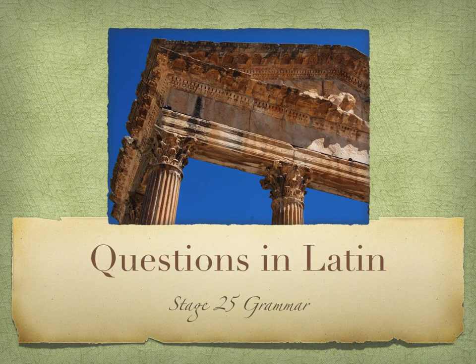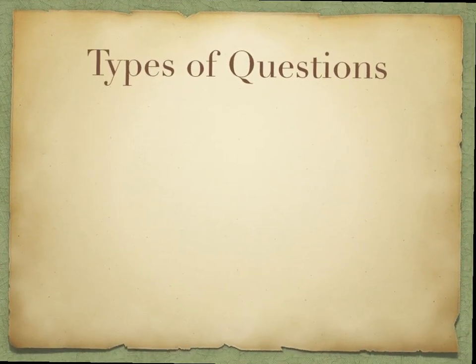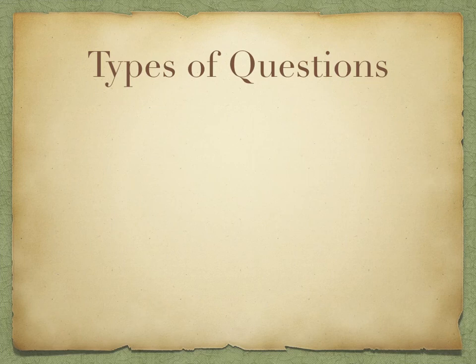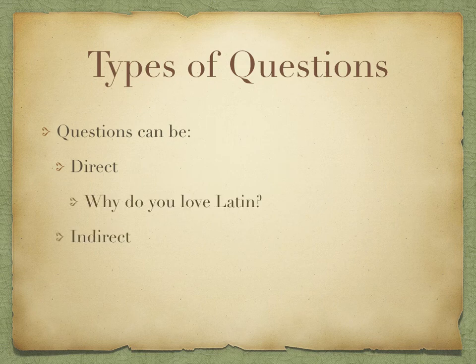In stage 25, our main grammar point adds to what we know about questions in Latin. So we've already met some questions in Latin, but first I want to backtrack and just talk about them in general. So when we're looking at writing, questions can be either direct, which means that they're spoken directly to someone. For example, a direct question, why do you love Latin?